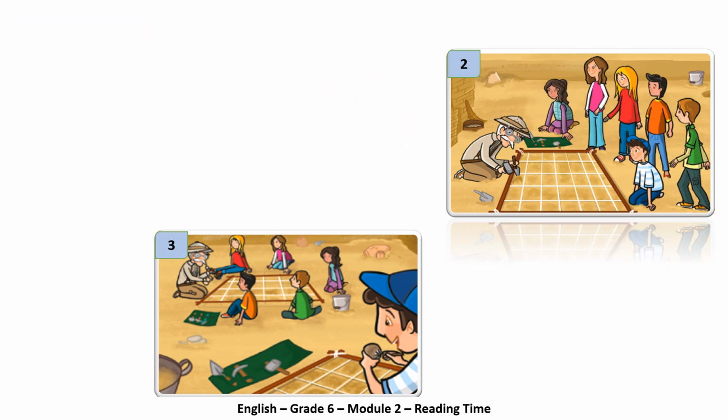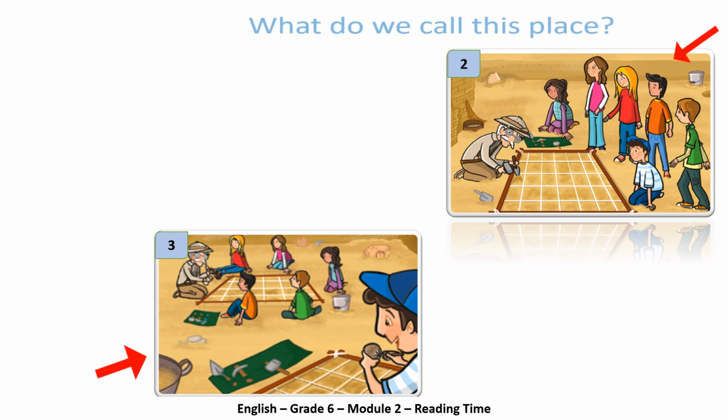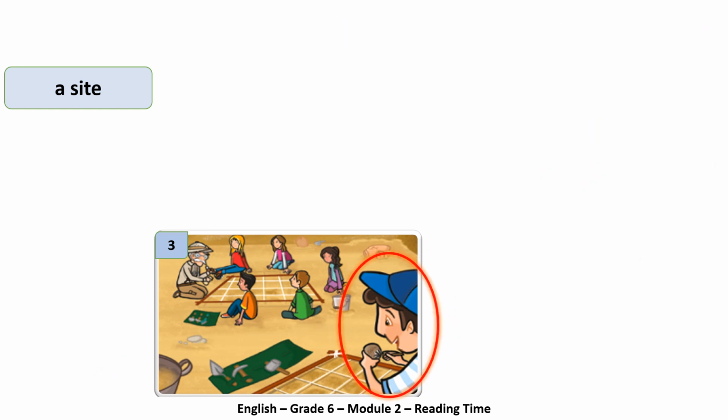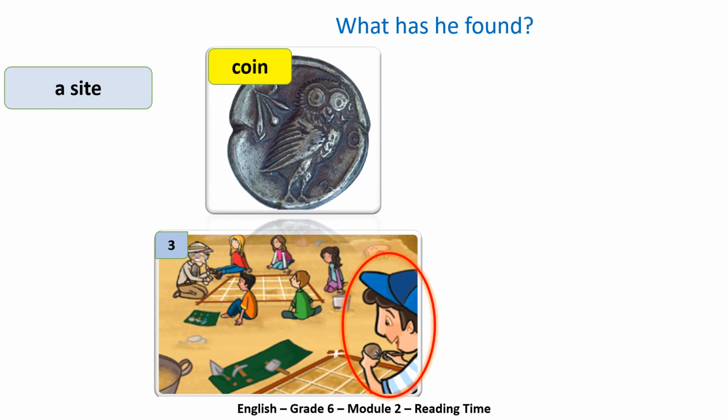Let's look at these 2 pictures, picture number 2 and number 3, and find an answer to this question. What do we call this place where these people work? This place is called a site. A site is a place where something happened, is happening, or will happen. Let's look at this boy over here. What has he found? He's found a coin, an old coin, an ancient coin.